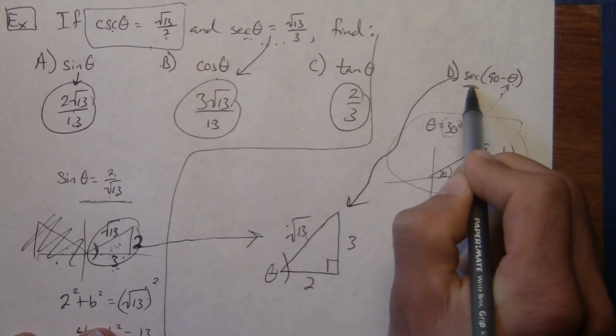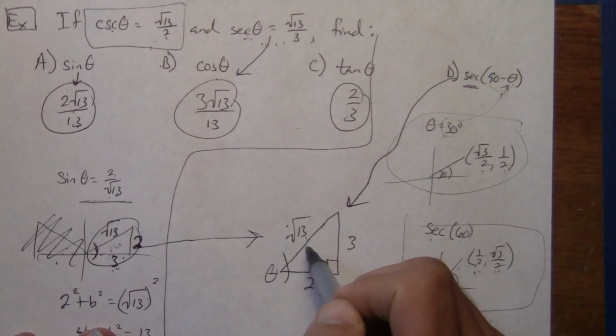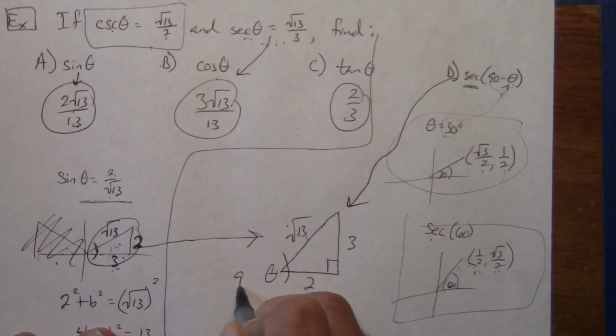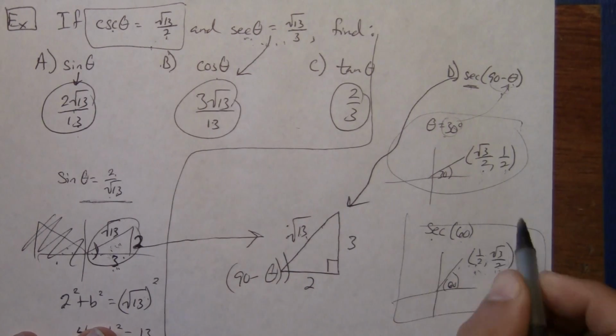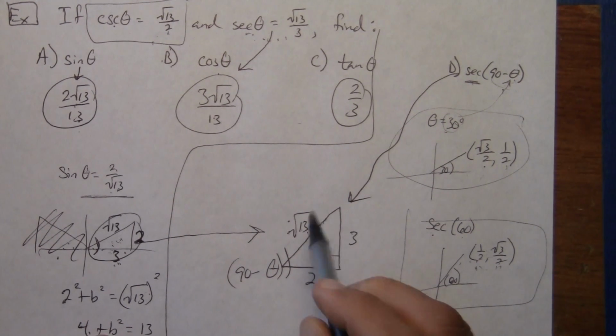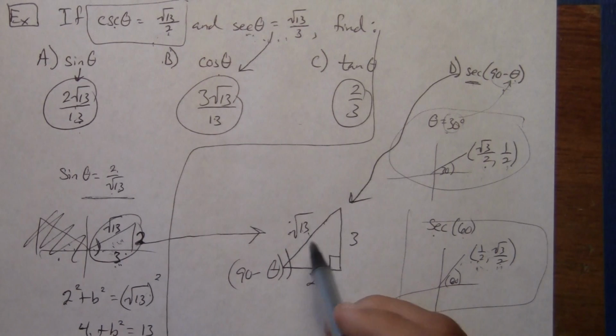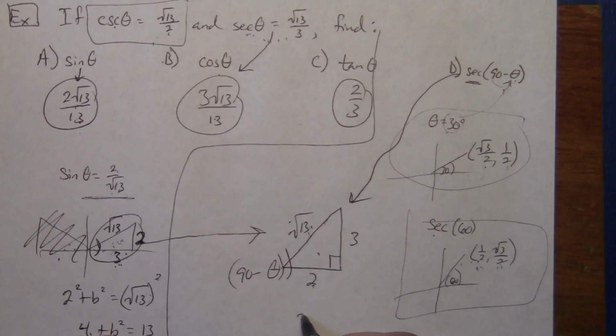I want the secant of this angle, accounted for right here. This is actually 90 minus theta. I want the secant of this triangle. Secant is the reciprocal of cosine. The cosine is 2 over the square root of 13. I would flip that over and get the square root of 13 over 2.